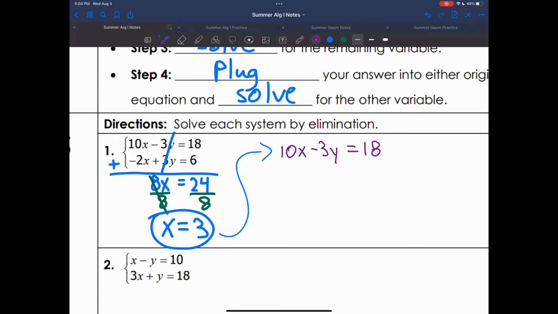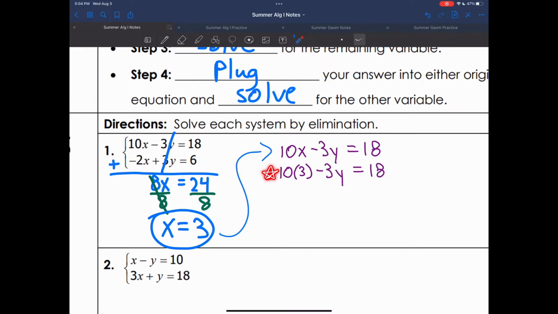Well, let's write that next. So instead of 10x, remember that means 10 times x. I'm going to make it 10 times 3. And the way I show that is I put parentheses around whatever number I'm substituting in for the variable, or plugging in for the variable. So 10 times 3, that's what that means, and I write everything else the same. Minus 3y equals 18. Okay, make sure you look at that and you understand what I just did. I took the 3, it equals x, so I plug 3 in for the x, which now looks like this.